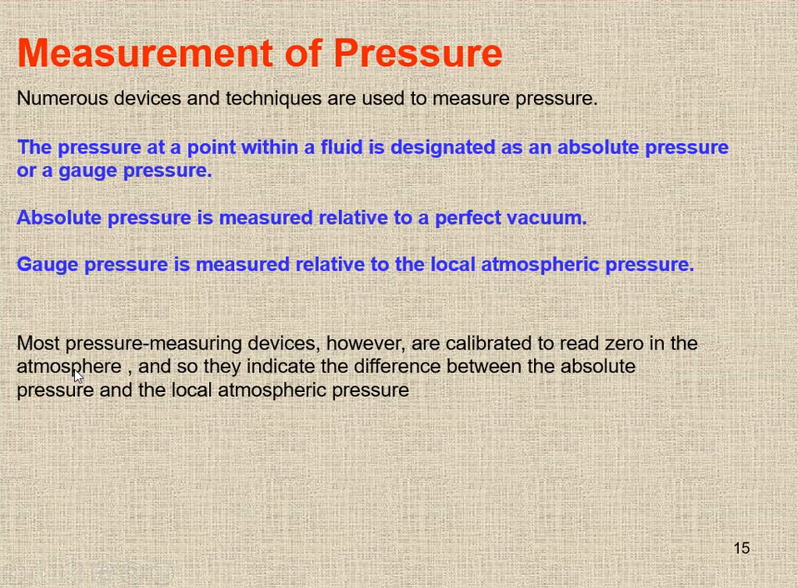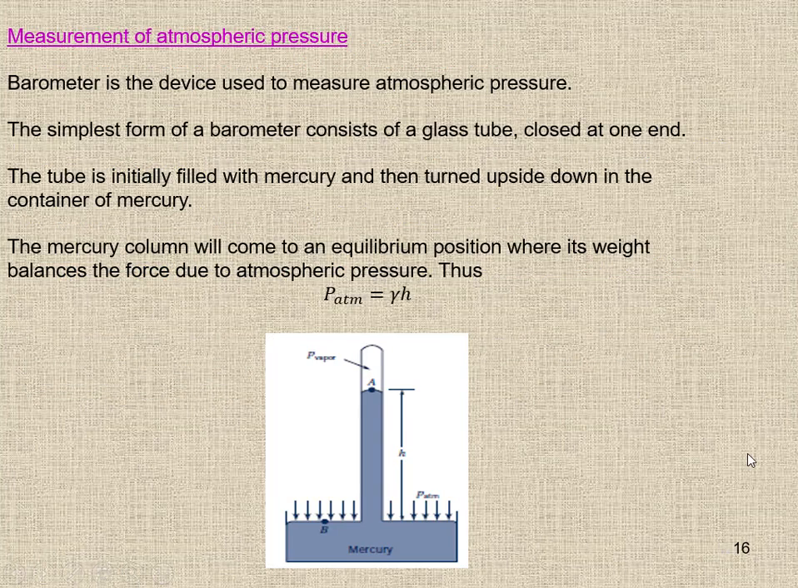Normally the gauges we see in our daily life, on the compressor or the water meter, show us the gauge pressure. Those are measured with reference to atmospheric pressure, so they indicate the difference between the absolute pressure and the local atmospheric pressure.